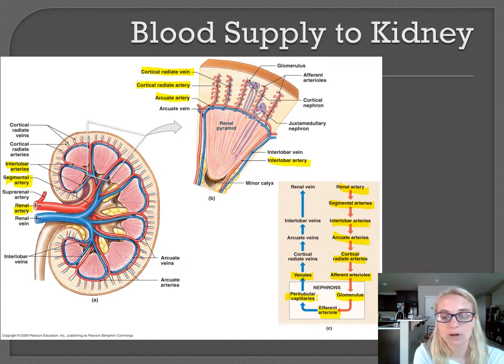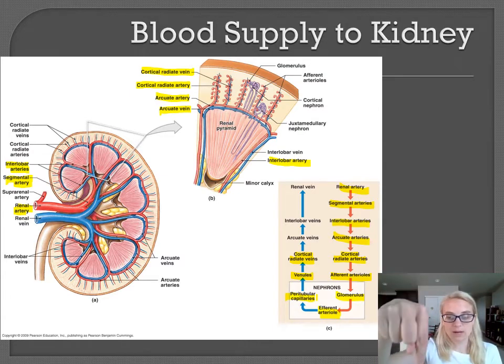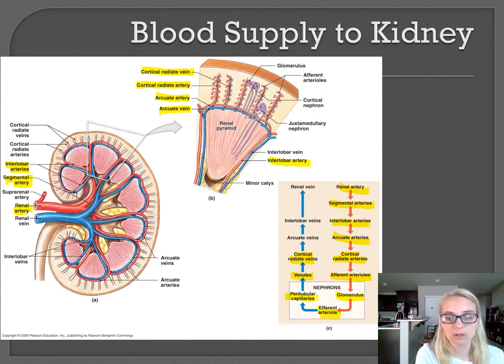We go to our arcuate veins. So again, now we're going horizontal. So we have our cortical radiate, turning that 90 degrees, arcuate, and then we're going to turn another 90 degrees to leave in between the lobes. So here we have our interlobar veins. And so we can see those here, interlobar veins, kind of the same place where we had our interlobar arteries.